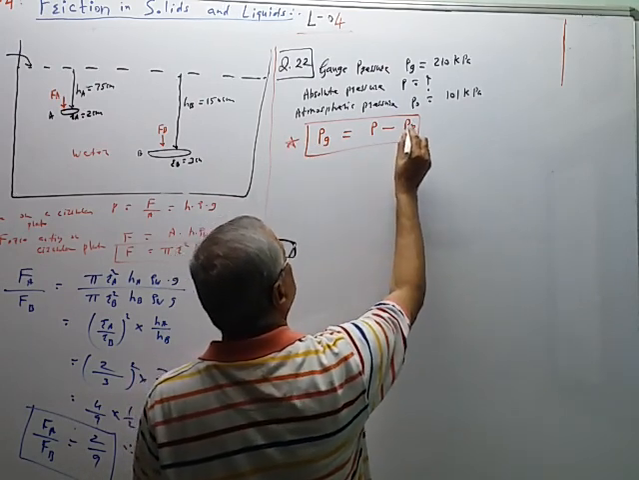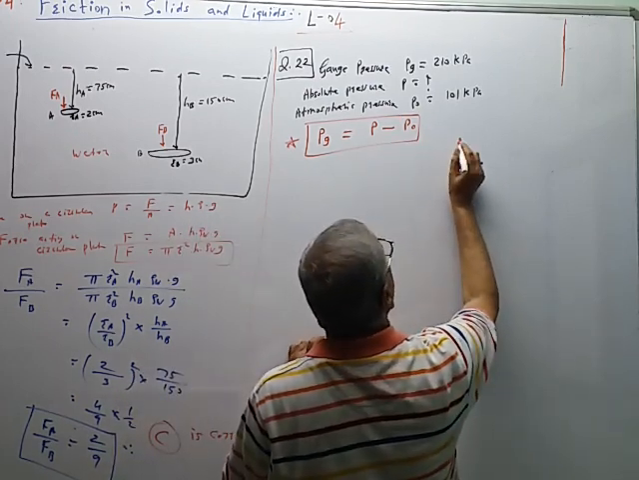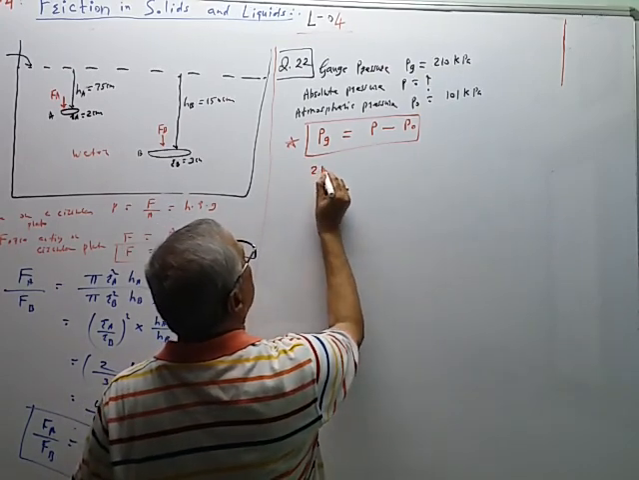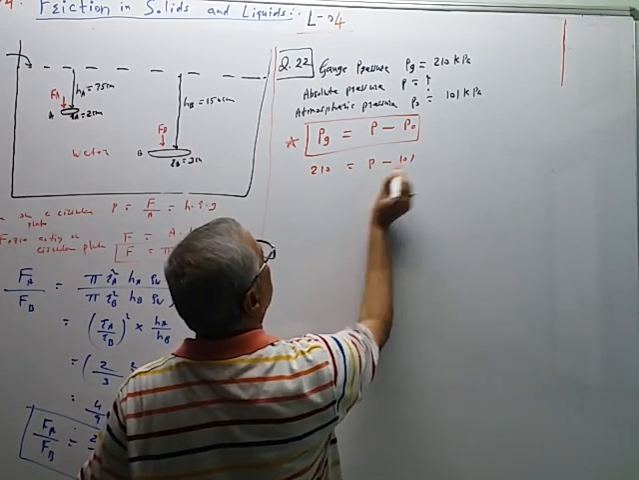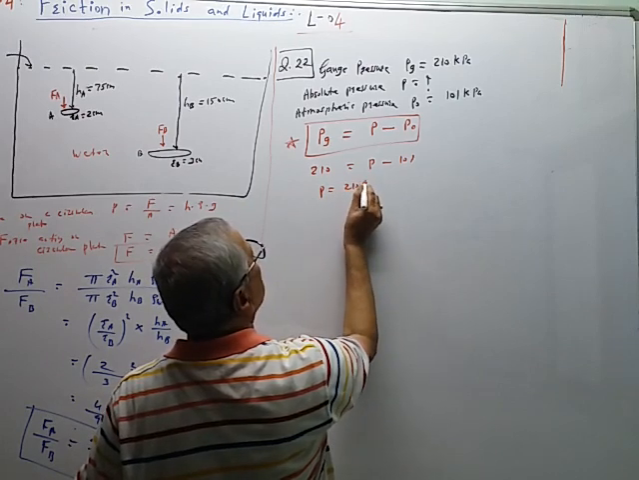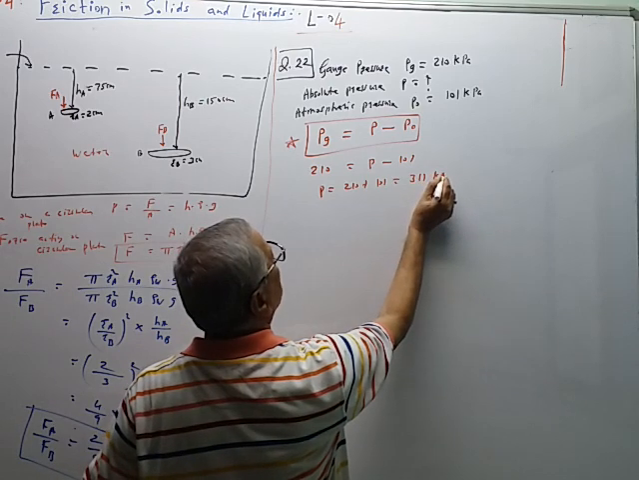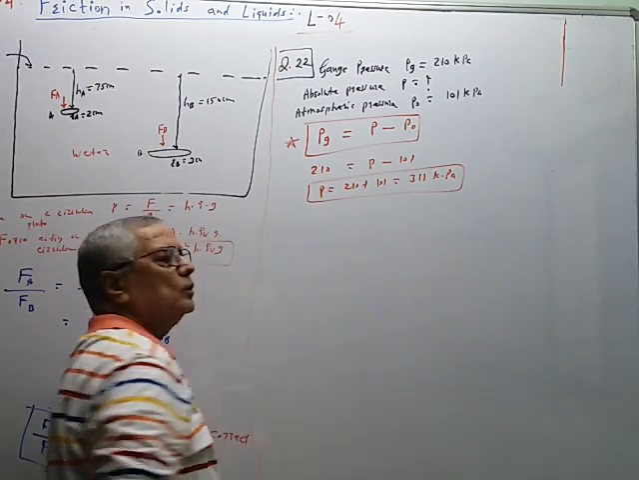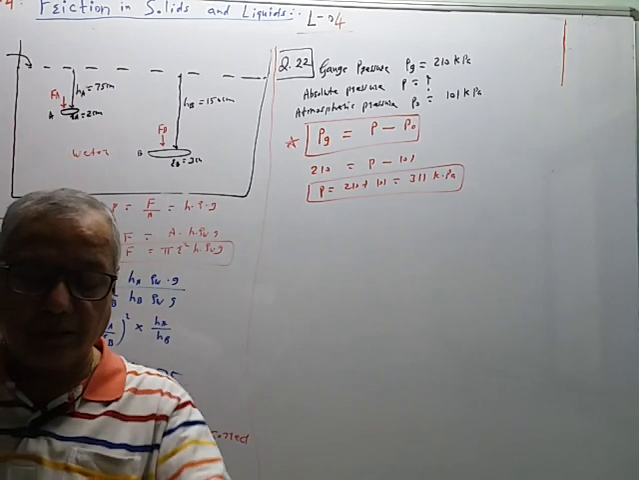So, what is the analogy? First, we will calculate the answer. So, PG is equal to 210, P is equal to question mark minus 101. So P is equal to 210 plus 101, that is equal to 311 kilopascal. Therefore, the correct answer is B.